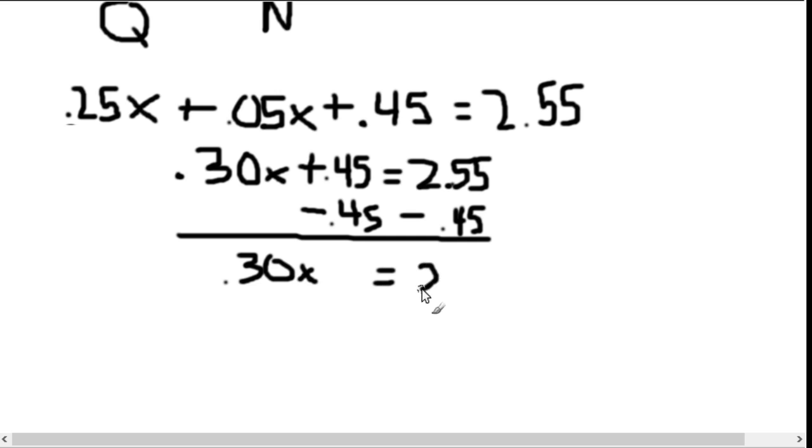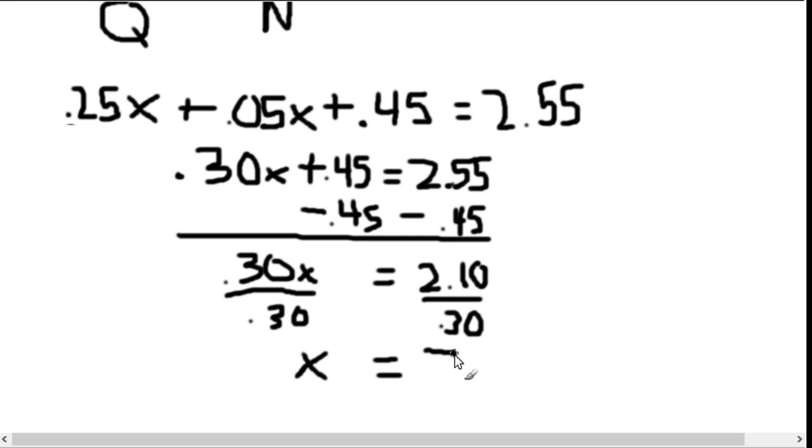Last but not least, we divide both sides by 0.30, or just 0.3. If you want to do just 0.3, that's totally fine. 0.3 and 0.30 are the exact same thing. That leaves us with x equals 7. Once again, be careful with this: this is not my answer. x equals 7, and we have to know this is 7 quarters, because that's what we defined x to be.